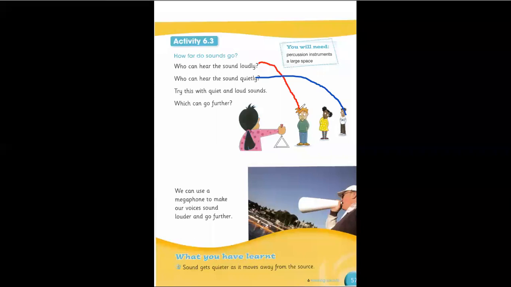We can use a megaphone to make our voices sound louder and go further. If you want to make the sound louder, how can you do it? With the help of a megaphone. If you are using a megaphone, it will make your voice louder, and it will go far, far away.